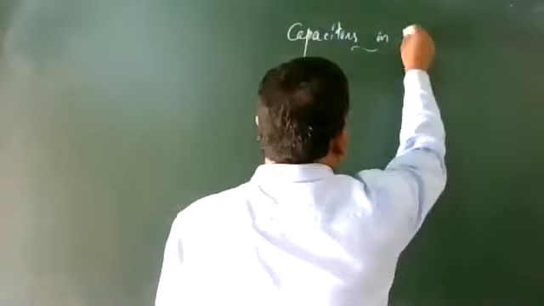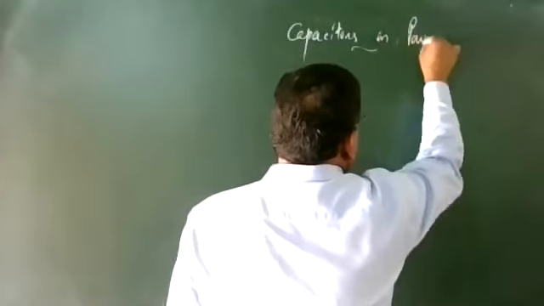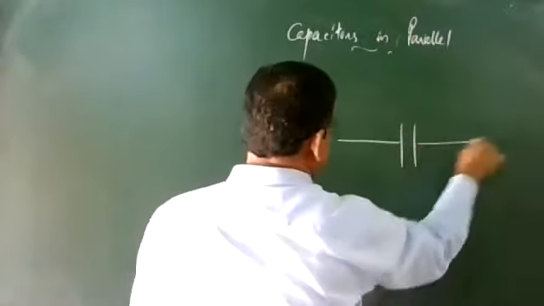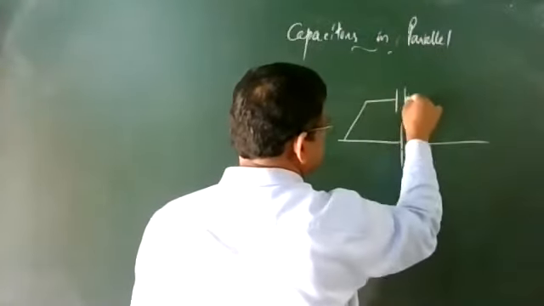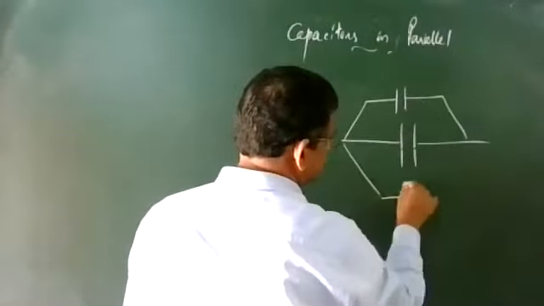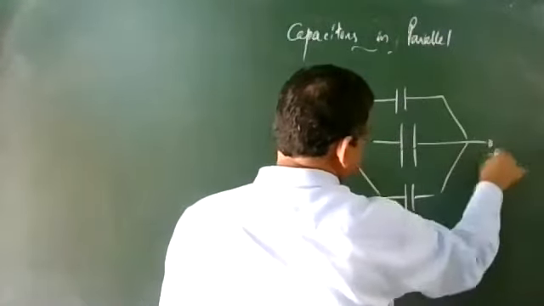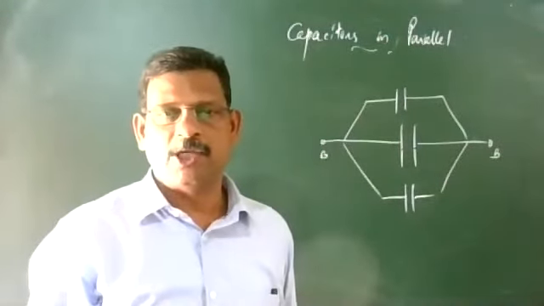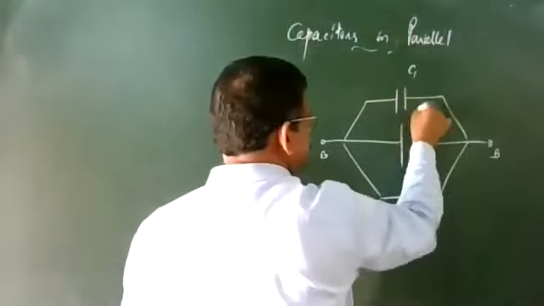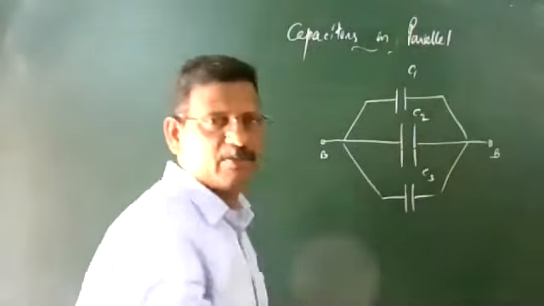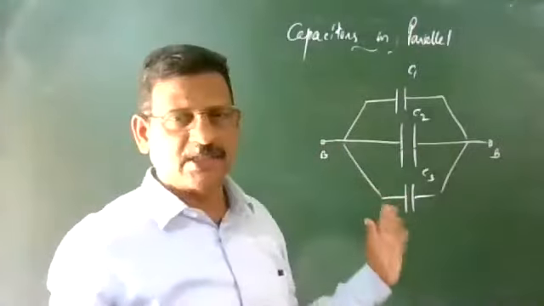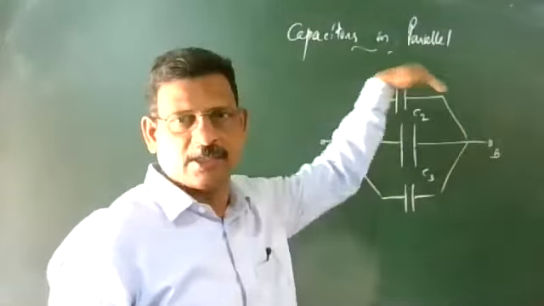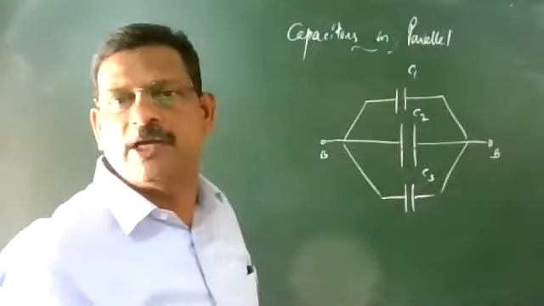Now capacitors in parallel. Here we have three capacitors connected in parallel between two points, A and B. C1, C2, C3 are connected between the same points A and B. These are the connecting wires, and you can bend them in any format. You can make a rectangular format, or a circular format. Any format you can keep the wires.